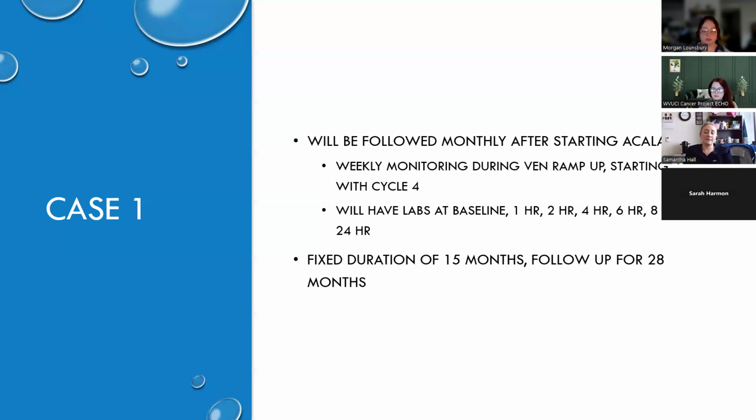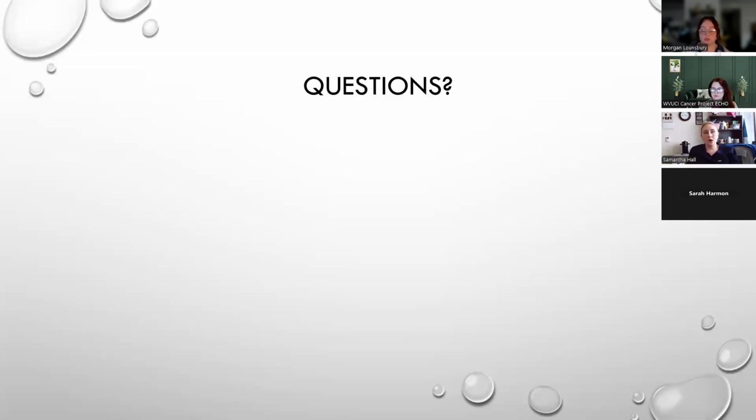When he gets his venetoclax ramp up, and this is with any of the venetoclax arms, they get labs at baseline and then PKs at 1, 2, 4, 6, 8, and 24 hours so that we can see what's going on in the body. This is a fixed duration of 15 months, but they do get followed for 28 months. Again, what they're mainly looking for is does he have tumor lysis, and what side effects from tumor lysis does he have? Next.